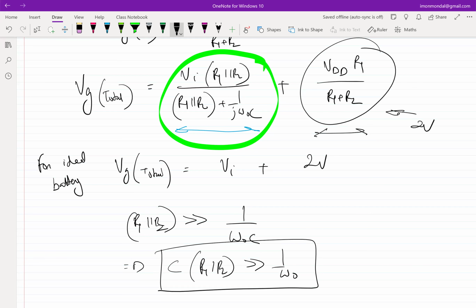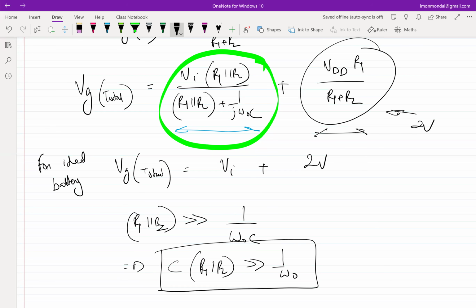But there is a catch. The catch is you cannot have this for a zero frequency. It has to be for a non-zero frequency always. Because if omega naught goes to zero, then this is not going to work. Okay. So that is the only catch. As long as the input is sinusoidal, or as long as the input is changing with respect to time, then there is a way of using a capacitor in the way that we have shown, making it behave like a battery.